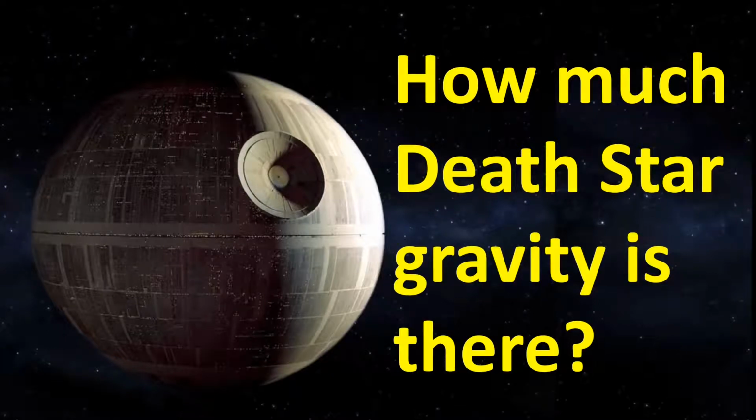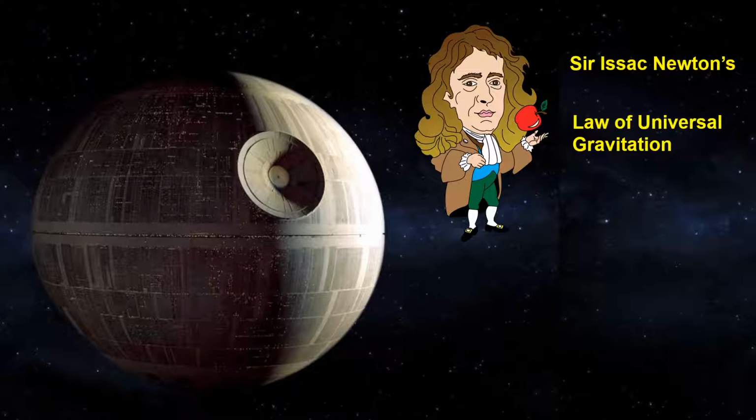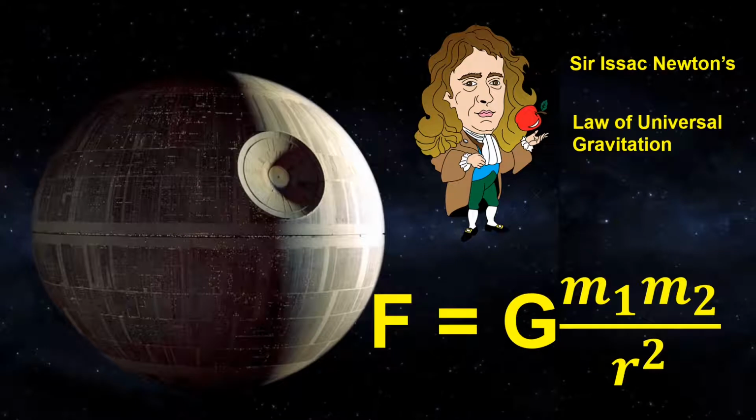Today I'm going to be talking about gravity, specifically the gravitational field of the Death Star. Sir Isaac Newton developed his universal law of gravitation in the 1600s. All objects have gravity, but the force only becomes great enough to notice for very large objects. Gravity pulls objects together according to the mass of the two objects, and the force gets weaker as more separation there is between the two objects, mathematically shown here.